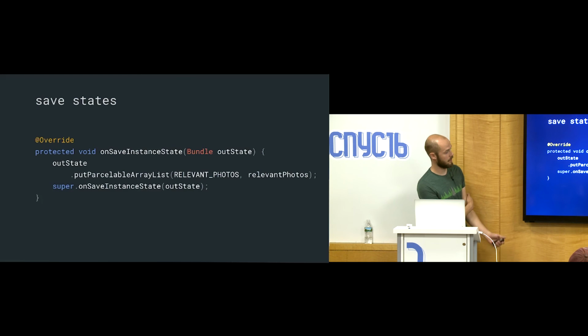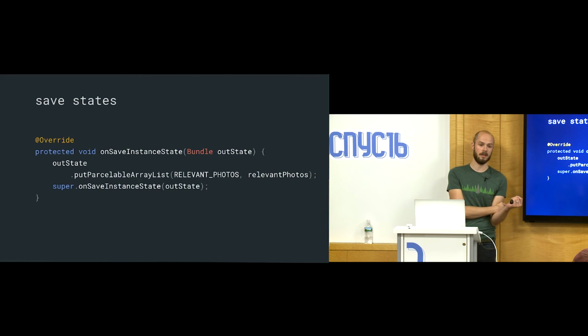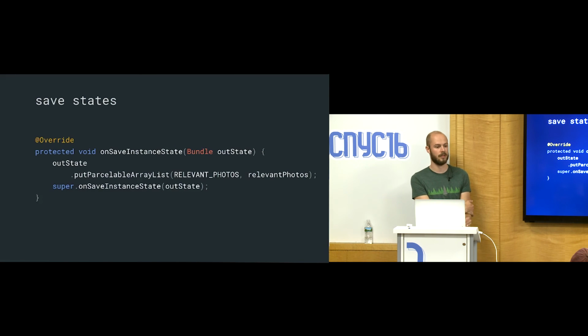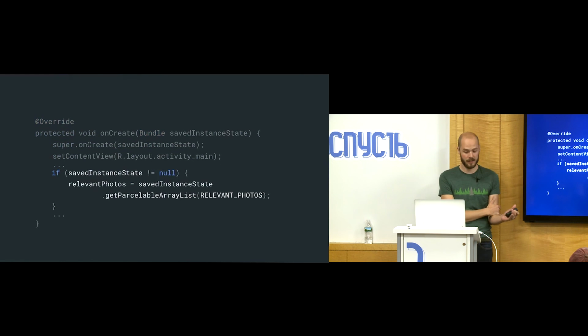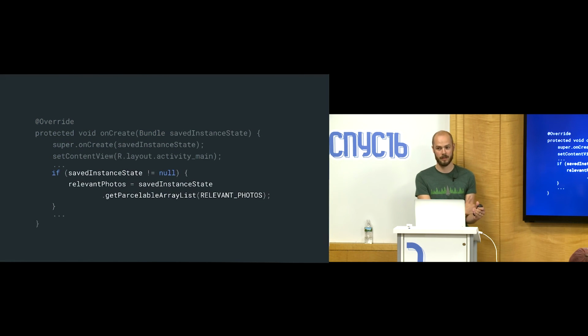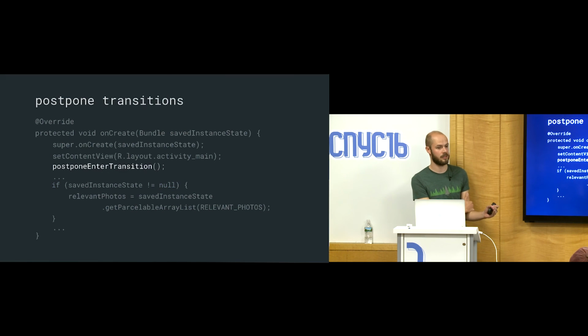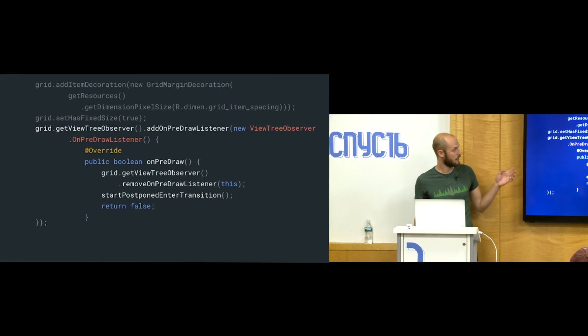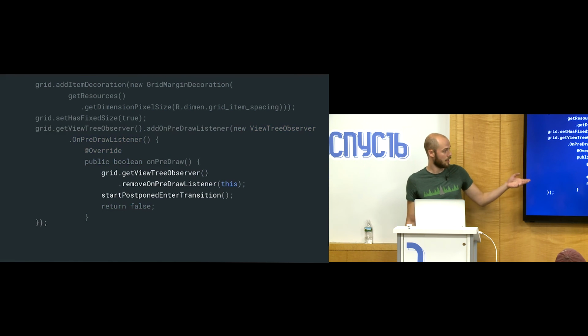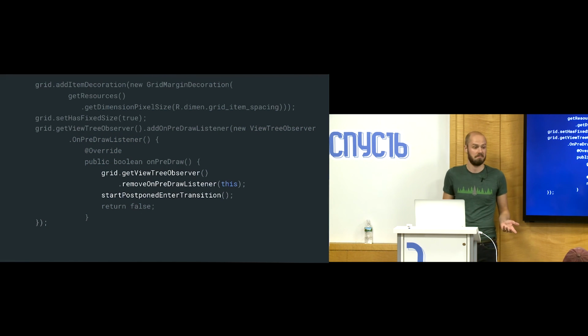Then you just save the information. In this case, I just save the photos. It's not the actual bitmaps, but the information that is associated with those, so I don't have to load them from the network again. That makes the restoration process a little bit faster. And on create, what I do is just get this information back. But before we actually do something on that, we postpone the transition so that the system knows that we want to do something before you actually run the transition. And then once this is done, we add a view tree observer with an on pre-draw listener, then remove that and start the postponed transition. Pretty cool, pretty straightforward.